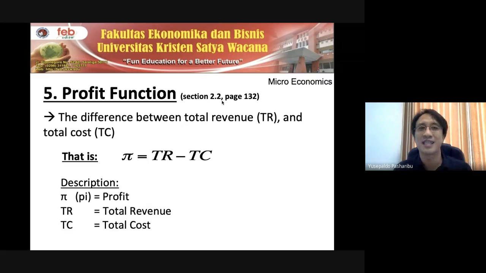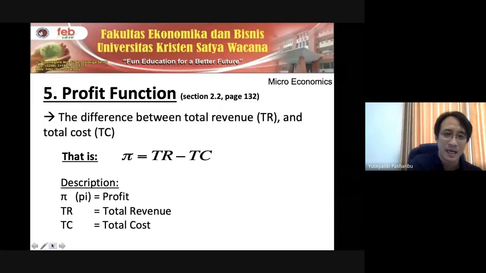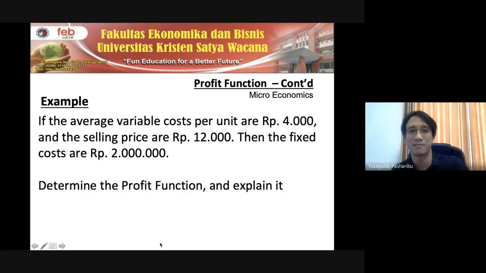Next, profit function. Profit function is the difference between total revenue and total cost. This is called profit. Profit is derived with this formula. Usually we put this sign for profit, P, equals total revenue minus total cost. That's simple.